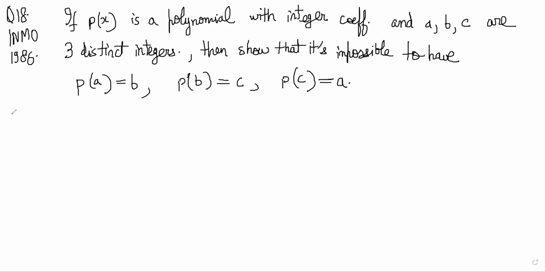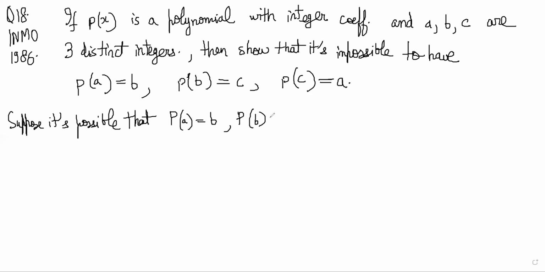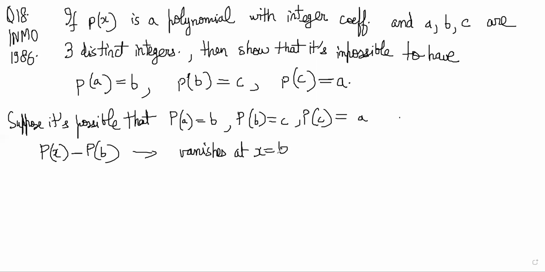So we'll again prove by contradiction. We'll say, suppose it is possible that P(a) is equal to b, P(b) is equal to c, and P(c) is equal to a. So now think about it. Let's look at the polynomial P(x) minus P(b). We know that this polynomial vanishes at x equal to b. Why? If you put x equal to b in this polynomial, it will be P(b) minus P(b), which is 0, right?